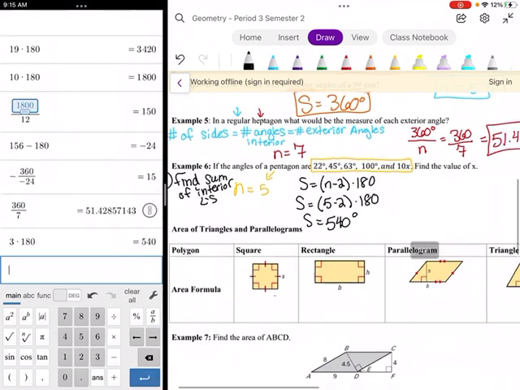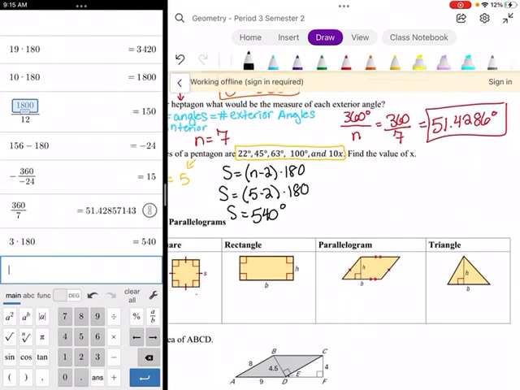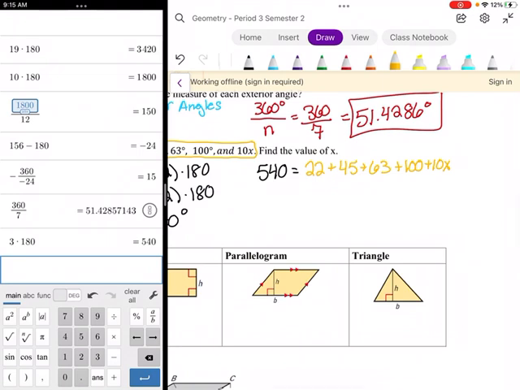So now that we know all together, these have to equal 540, we are going to take that number and put it equal to the sum of all the angles we know. So we're going to add those together, plus 100 plus 10x. Now we have an equation we can solve for x.